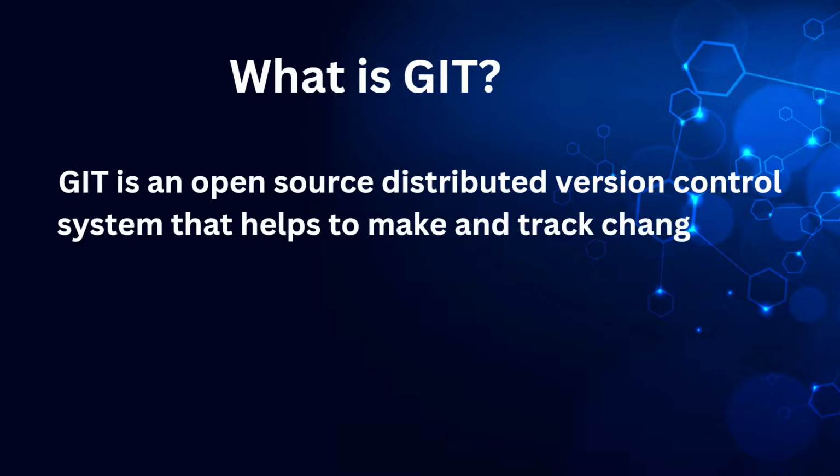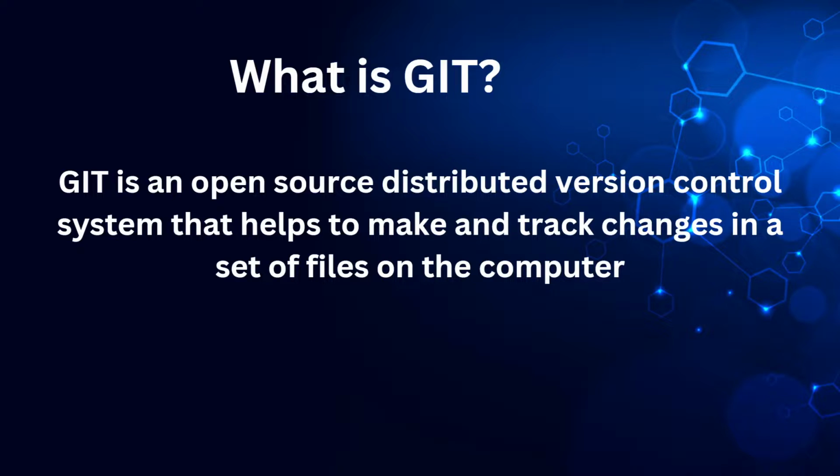So let's start by defining Git. What is Git? Git is simply a distributed open source version control system that is used for making and tracking changes made to files on a computer.